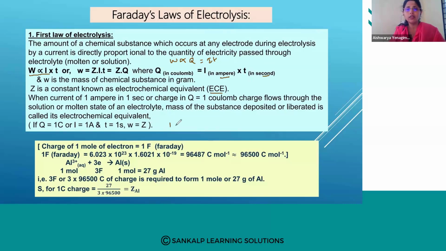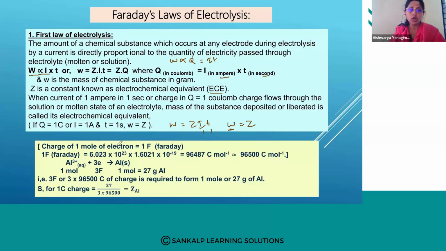That is, see, this is my formula, Z into I into T. If I pass 1 ampere of current for 1 second, these two will be 1, so it is 1 coulomb of charge. So Z into 1 into 1 is Z. Therefore W is equal to Z. Is that right? So this is the electrochemical equivalent. It is equal to the mass of the substance deposited when you pass 1 ampere of current for 1 second.